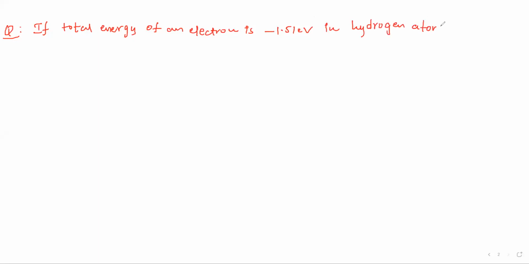Now write the question based on this. If the total energy of an electron is minus 1.51 electron volts in a hydrogen atom, then find out the kinetic energy and potential energy.